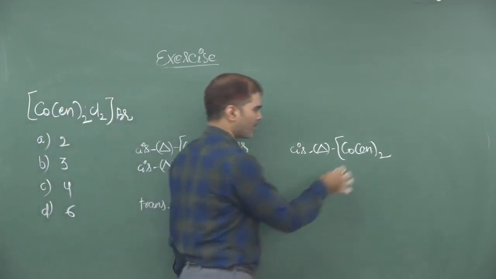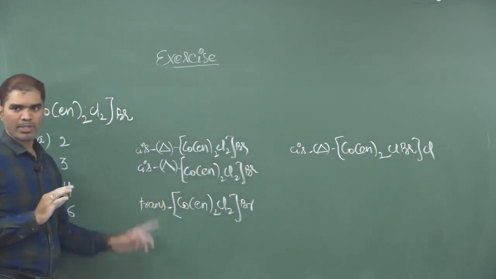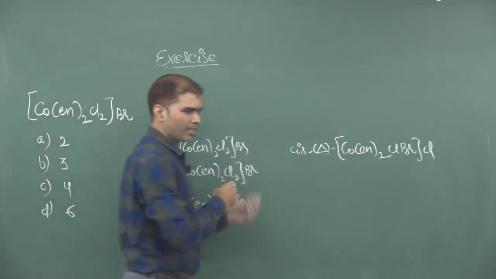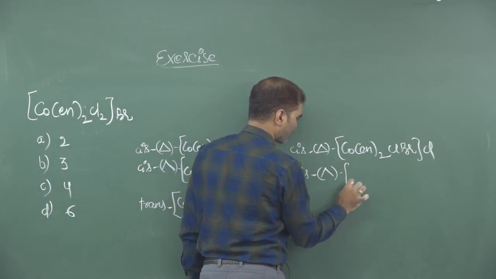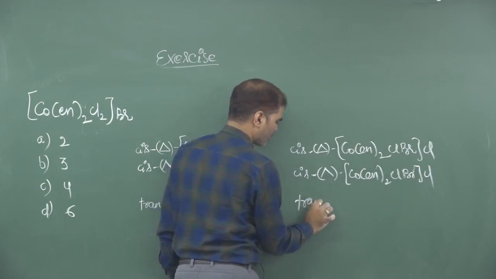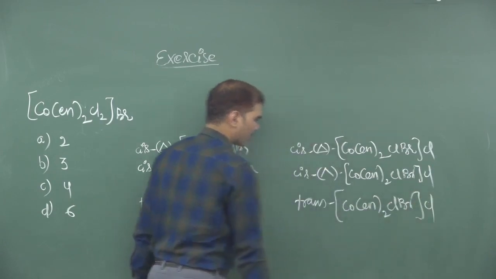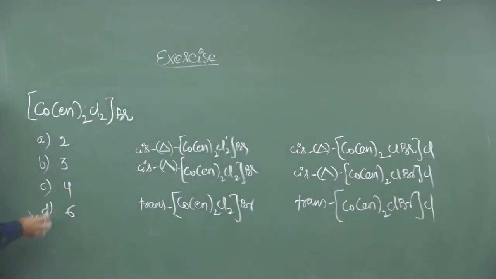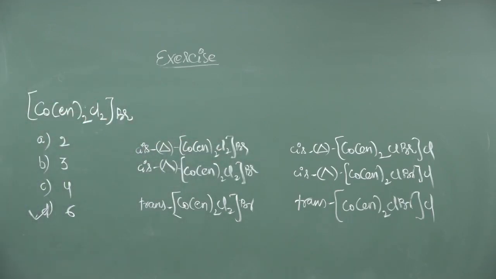Now let me take cis delta again, but this time I am taking it as Co(en)2Cl Br. Can I include ionization isomerism into it? Because the question was related to only isomers. So include ionization isomer, put bromine inside and put chlorine outside. Again you have cis lambda. And then you have trans. So how many you got? D is your answer. You have 2 cis and 1 trans with 2 chlorines inside, and another one ionization isomerism. Again 2 cis and trans.